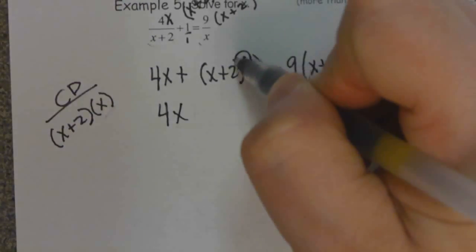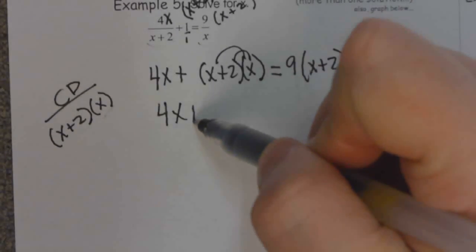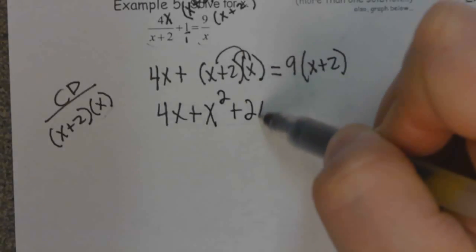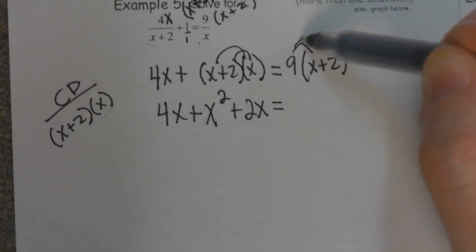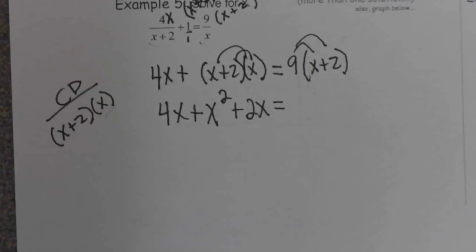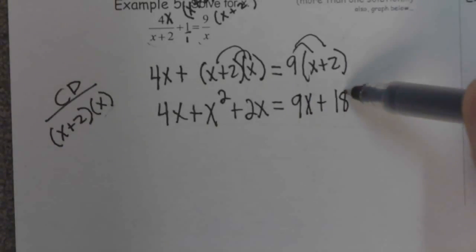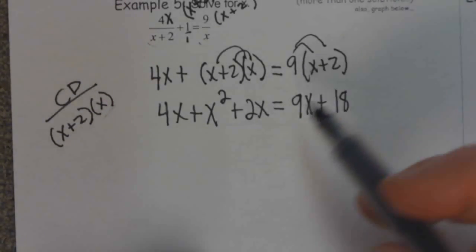So here I have 4x out in the front. That x has to go through to both parts right there. So I get x squared plus 2x. What do I get on the other side? 9x plus 18. All right, I have a squared term in there, which automatically tells me I need to set this equal to 0, right? Because I'm either going to factor it or put it through the quadratic formula.